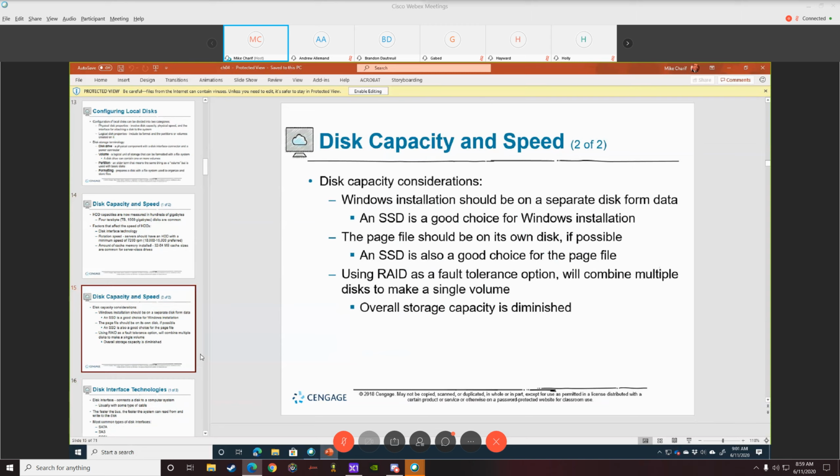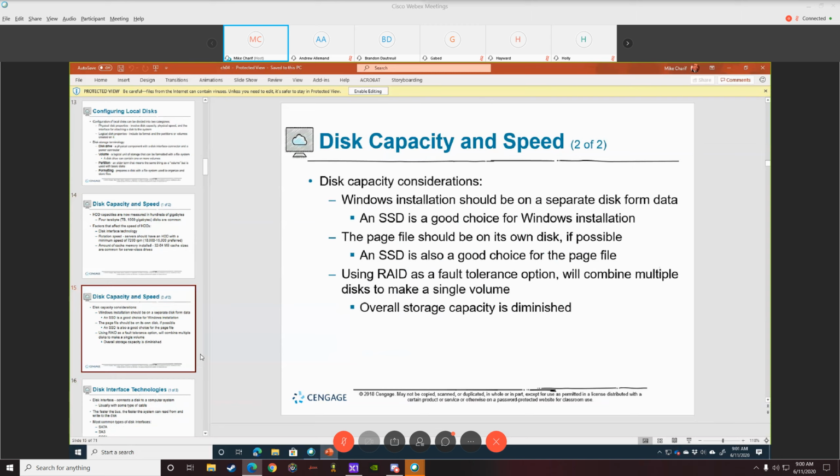An SSD is also a good choice for the page file. Use RAID as a fault tolerance option. It will combine multiple disks to make a single volume. Okay, that's the question for you. In order to do that, using RAID as a fault tolerance option will combine multiple disks to make a single volume. What do I need to do?